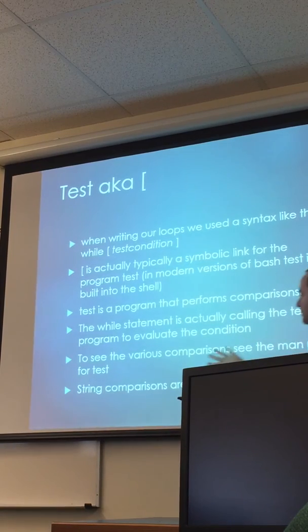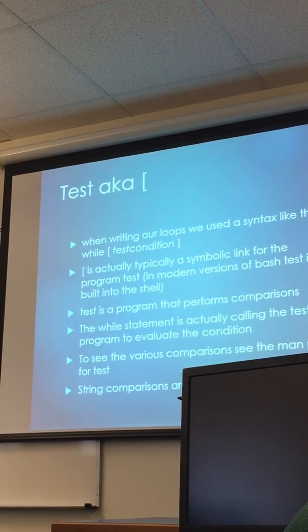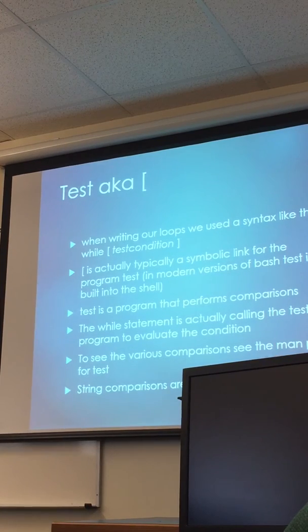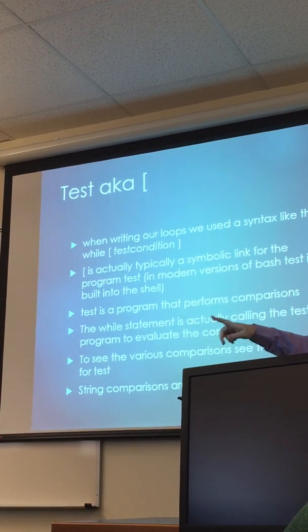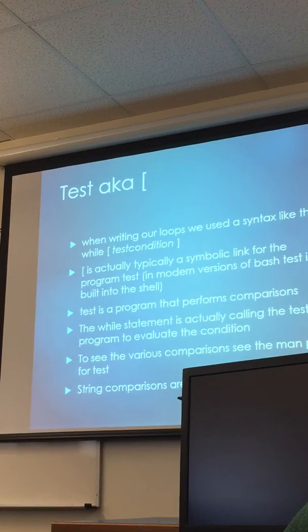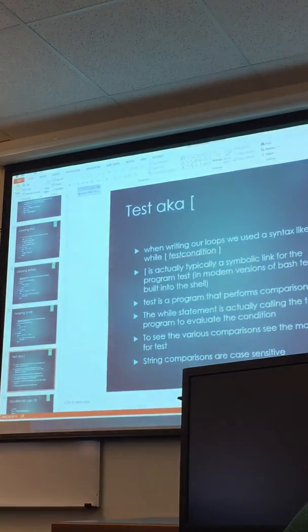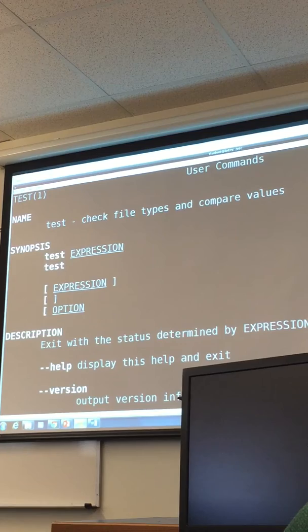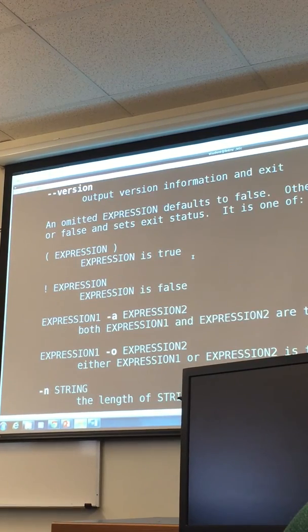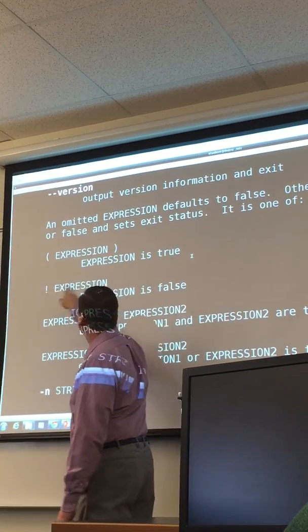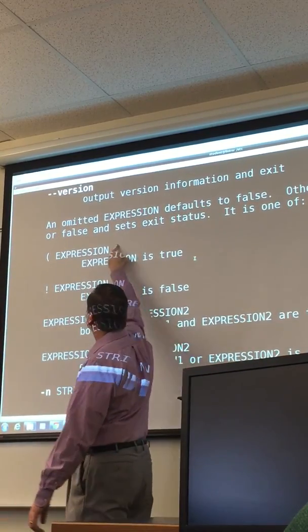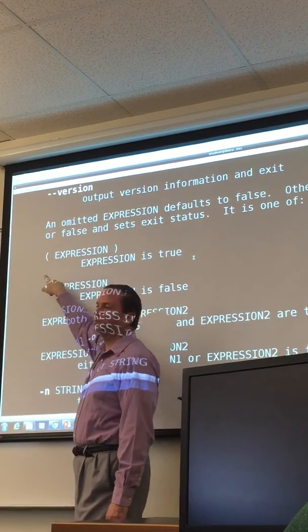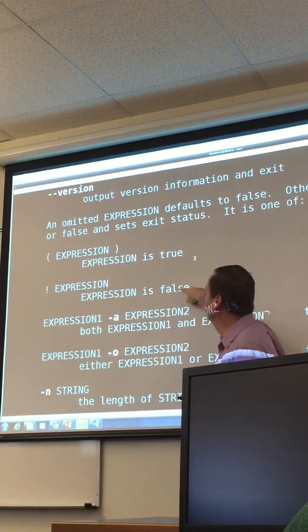You can see all the different comparisons that you can do by just doing a man page on test. And string comparisons, remember, are case sensitive unless I turn that off, which I can do too. So how do I find more information? Well, if I just type in man test, it'll give me the man pages for test. If I use the not in front, it's going to check if it's false. I can also put my expression inside of parentheses if I want, and it'll give it true.